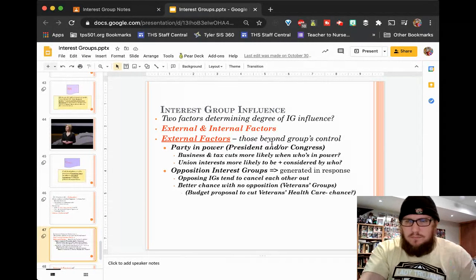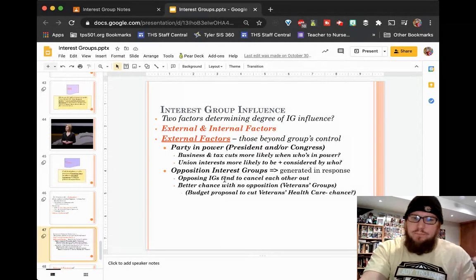So that is the meat and potatoes of the last couple of things you need to know about interest groups. If you've got any other questions, let me know, but we'll talk about some of this influence stuff that you see here on a slide when we compare interest groups and political parties a little bit.